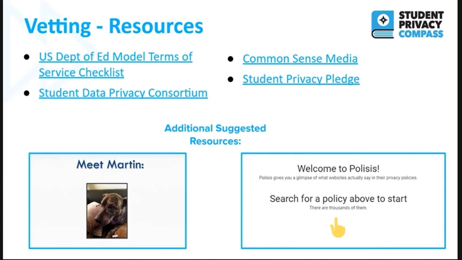You can also check out the resource Polisys, an AI tool which automatically analyzes student privacy policies for you and rates how they're doing on privacy. Not always perfectly accurate, but it can be really entertaining to see how it rates the privacy policies for some of the apps that you may be using in the classroom.